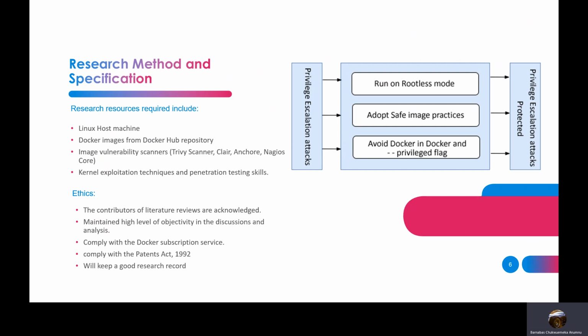Research resources required in this research include a Linux computer, then Docker images, which will be obtained from the Docker Hub repository. Image scanners will also be used to scan the images as a secure practice. Then the kernel: an attempt will be made to exploit the host kernel, and penetration skills that were acquired in the first semester in the network security and penetration testing module will be applied in this research to attempt to gain access to the host machine.